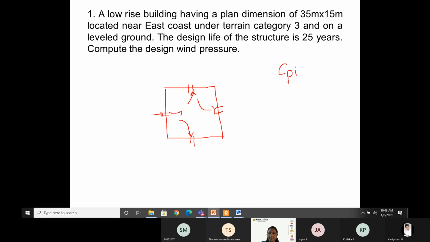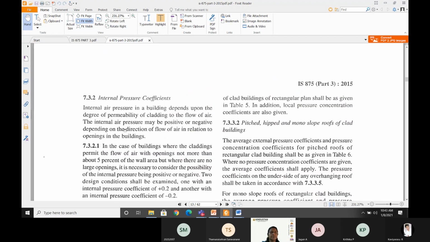So depending upon the openings that you are given, the percentage of opening that is given in this building, in this room, your CPI value depends. That is the internal pressure coefficient. Okay, so your code has given some information.